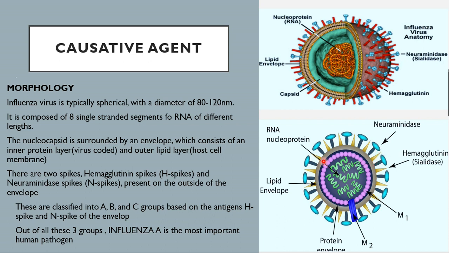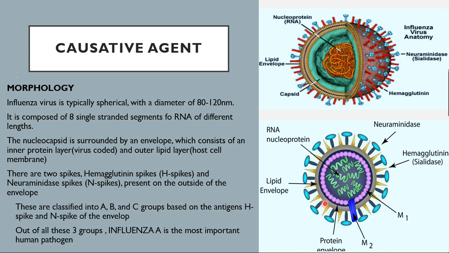The inner protein layer is coded by the virus, and the outer lipid layer is derived from the host cell membrane. That is, it is derived from our cell. And if you observe here, there are two types of spikes. One is this one and one is this one. One spike is called hemagglutinin spikes, and the other one, this mushroom shaped one, is called N spikes or neuraminidase spikes.